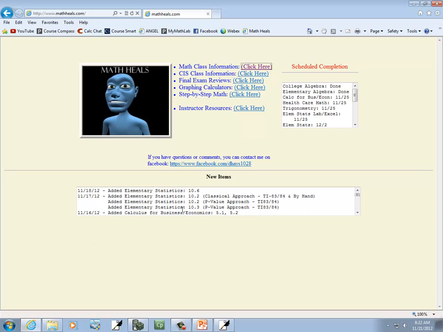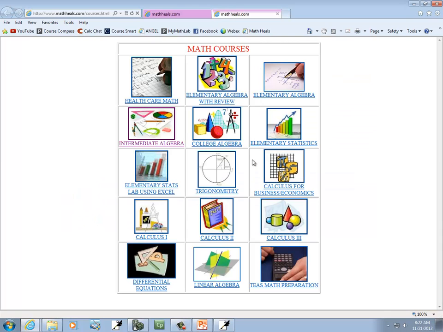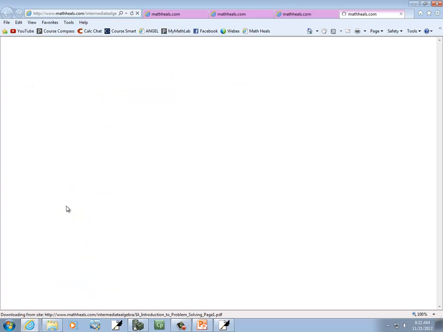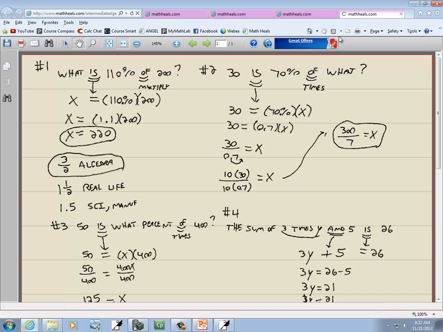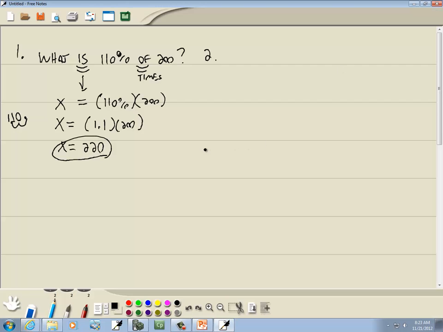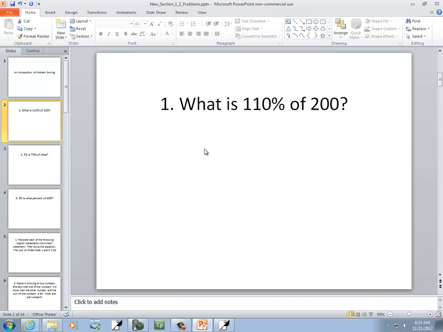And I don't know if I need to save these or not. Let me go look real quick. I don't think I do. Okay, yeah, the PDF page is already out there. So I just get the word problems and that's it.